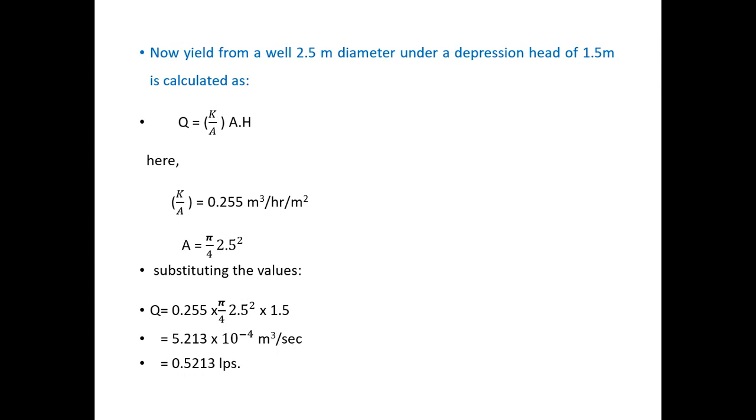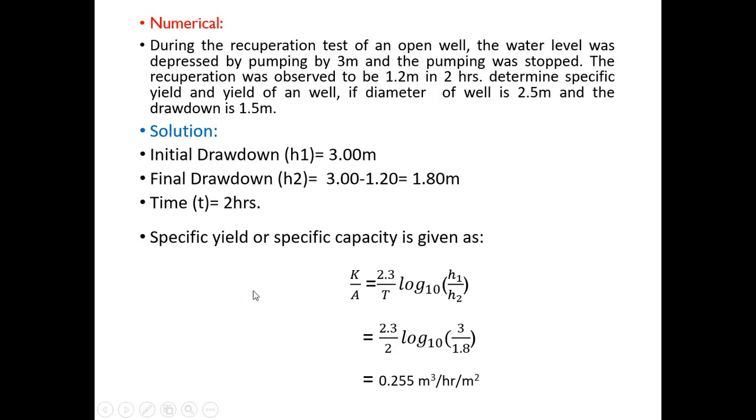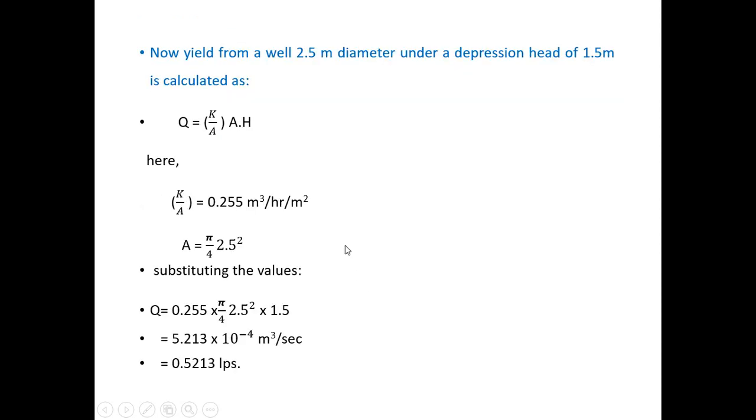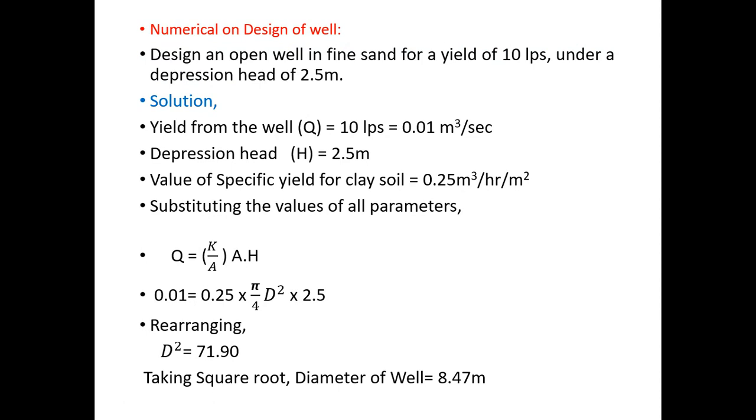We can convert into LPS, liter per second, 0.5213 LPS. 1 cubic meter equals 1000 liter. This is the relationship. You should know this basic relationship, and with this we can find out all these parameters. Hope you understood it. So very simple in this numerical on the recuperation test. You should know the relationship for this specific yield or specific capacity. Once you know this specific yield or specific capacity, you can find out a discharge by using it. So this is regarding determination of specific capacity and yield from the well.